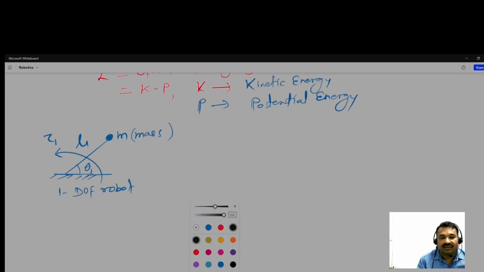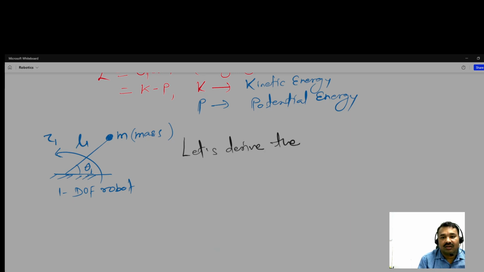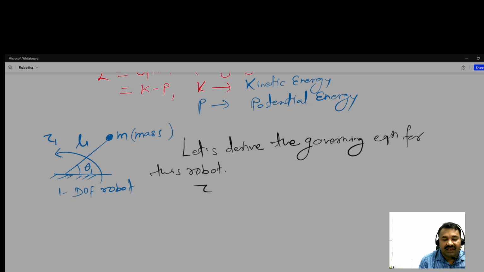What is our task? Let's derive the governing equation for this robot. What does it mean? There is a theta here, so obviously we have to take the tau, and suppose we take 1 for joint 1. So what we get is tau 1 in terms of an expression. That is our objective.